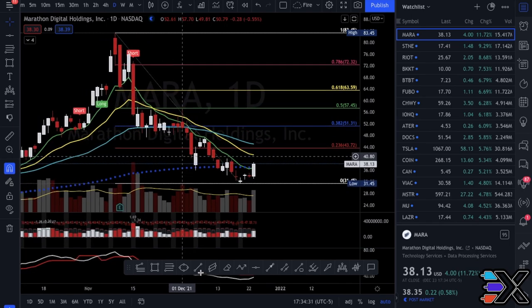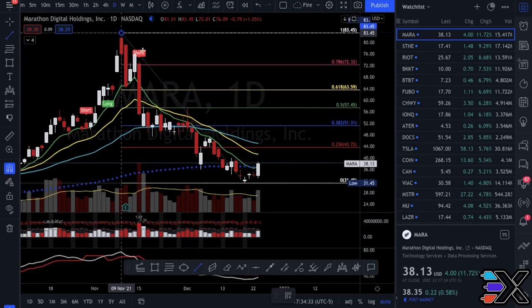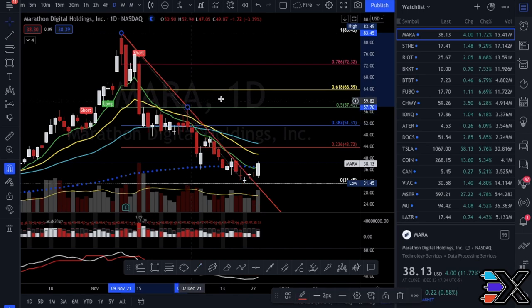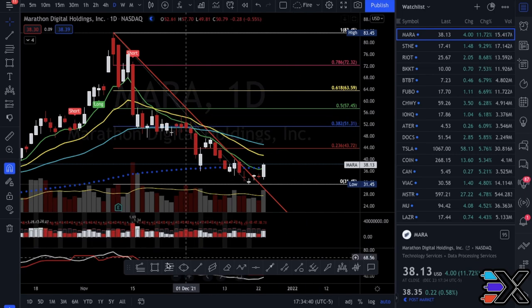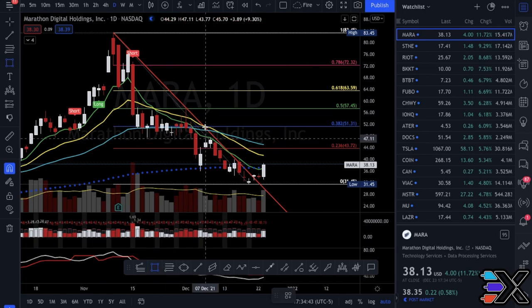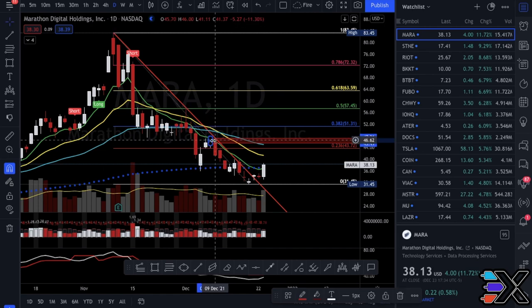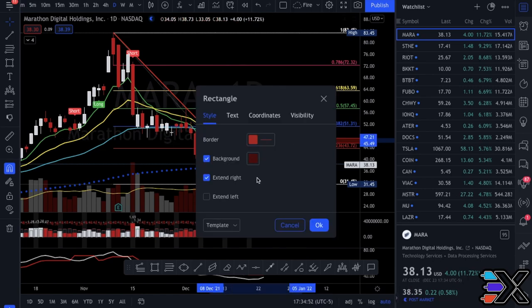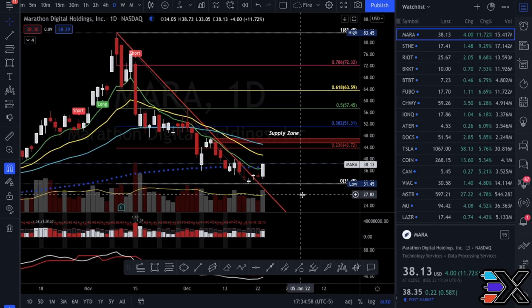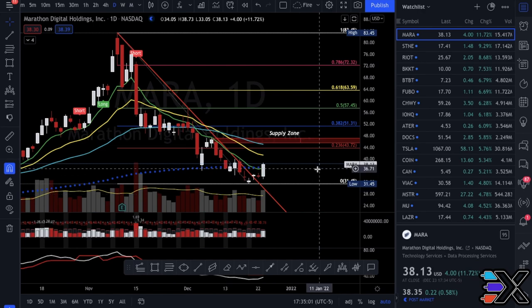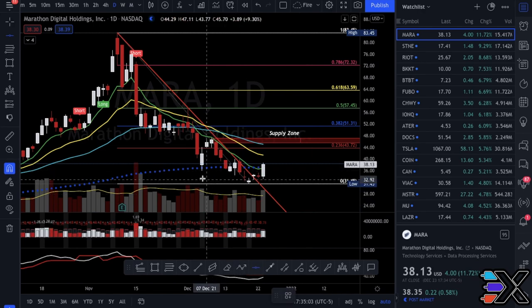I really liked how this is setting up for basically kind of like a falling wedge setup. You can see that it pops out. Had a couple days of consolidation and now it's starting to break to the upside while crypto is on fire. It looks like I go ahead and draw supply zone right here, and I'd probably use that as a target if I were looking to trade calls on this ticker.